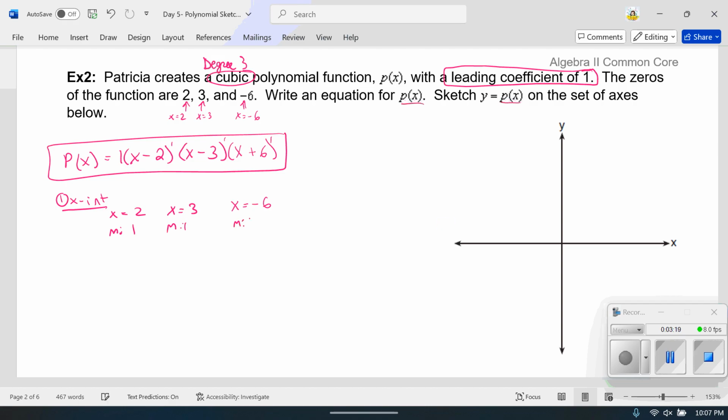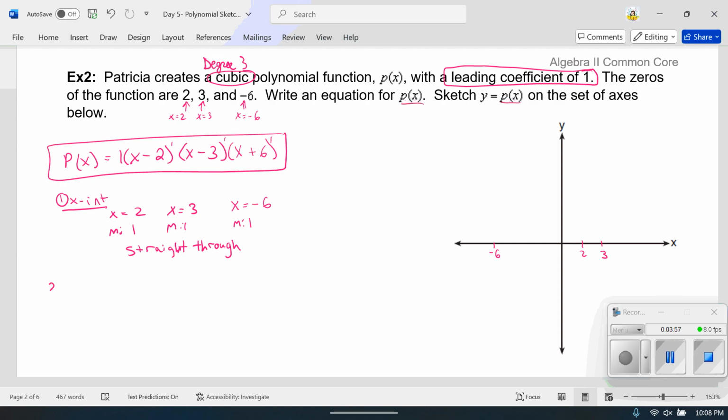And remember that a multiplicity of 1 is straight through. A multiplicity of 2 is a bounce. A multiplicity of 3 is a squiggle. So we have our intercepts. Probably should list them out. We have, let's say this is 2, this is 3, and I guess that makes this one about -6. You do have to draw out your x-intercepts.